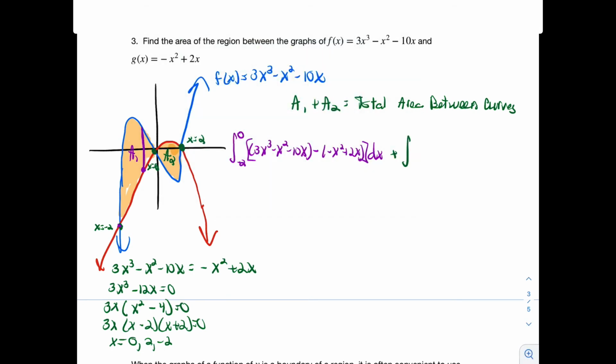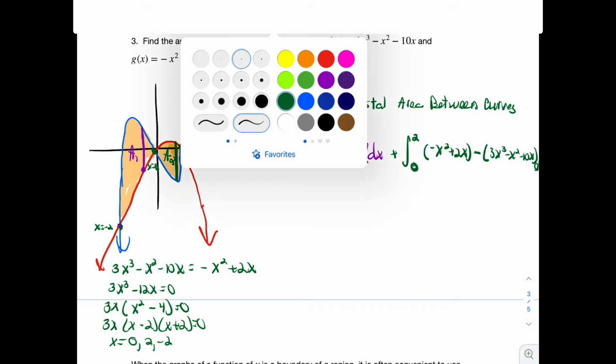Area 2 begins at x equals 0 and goes to x equals 2, so I'm going to do the integral from 0 to 2. The top of this representative rectangle is the red graph, which is our quadratic. So our top function is negative x squared plus 2x, minus the bottom of the representative rectangle, which is the blue graph, 3x cubed minus x squared minus 10x. And so now I'm just going to integrate these.